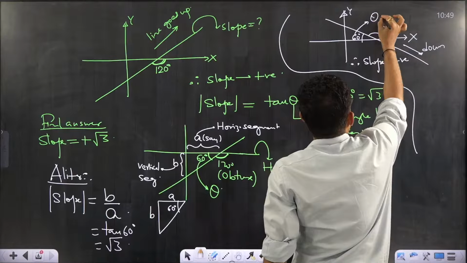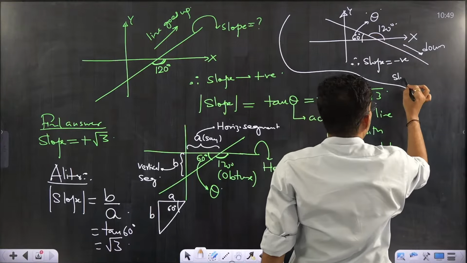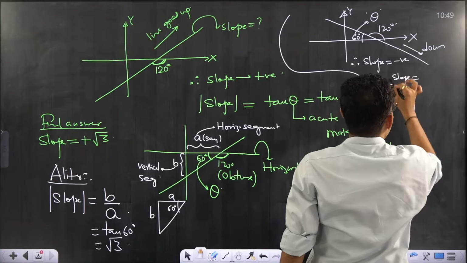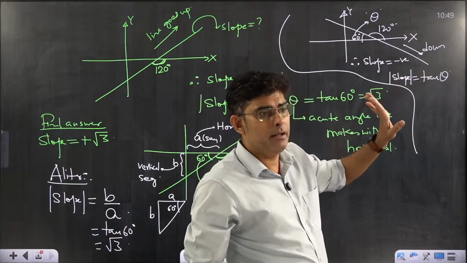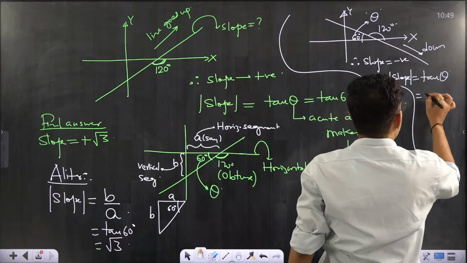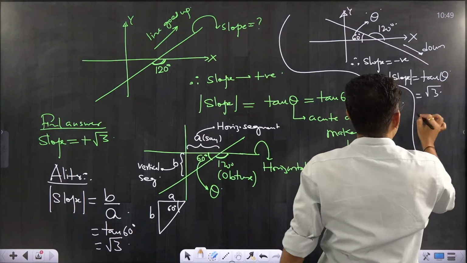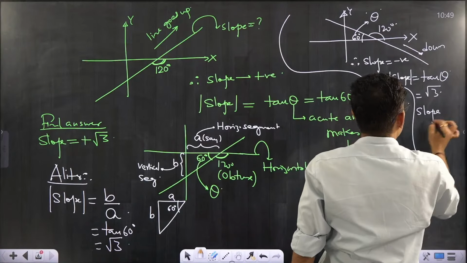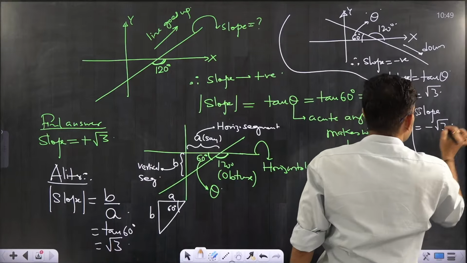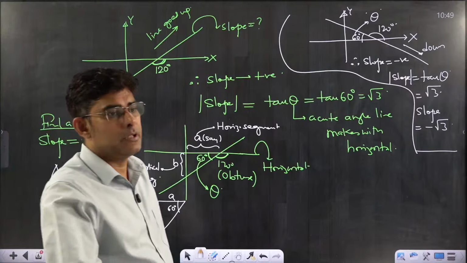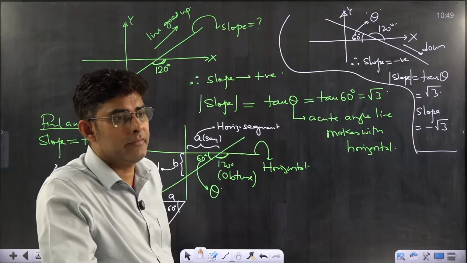This I have to take as theta, and write magnitude of slope is tan theta. Whenever you are using this technique, just see that theta is the acute angle. So what is tan theta? Tan 60, which is root 3. So the final answer: slope will have magnitude root 3, but the sign is negative. That's it. You need not bother about whether obtuse is given, this is given, that is given.